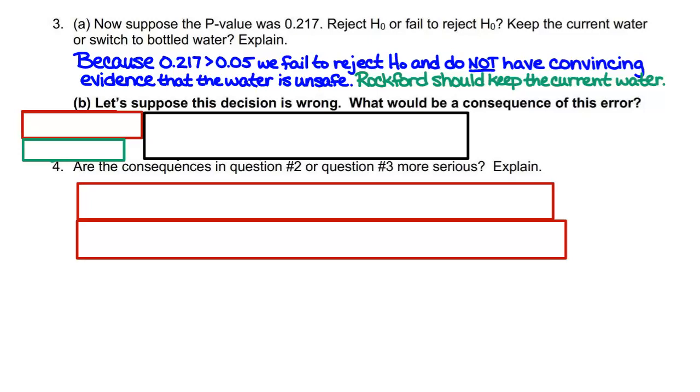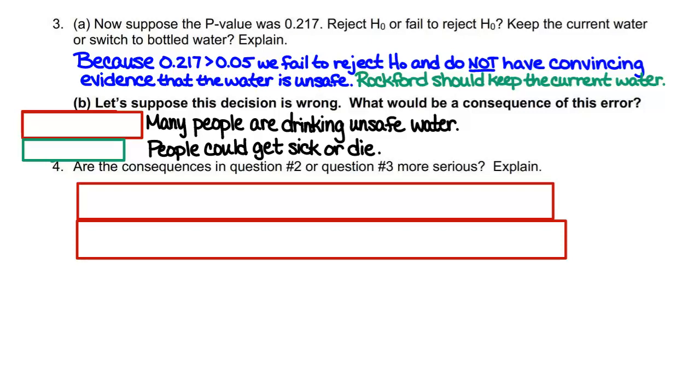What if we were wrong? What would the impact of that be? People would drink unsafe water. Would that be a problem? If people are drinking unsafe water, they could get sick or die. Like, this is serious. Failing to reject the null when you really should. So when the HA is true, but you fail to reject the H0, we call that a type 2 error.